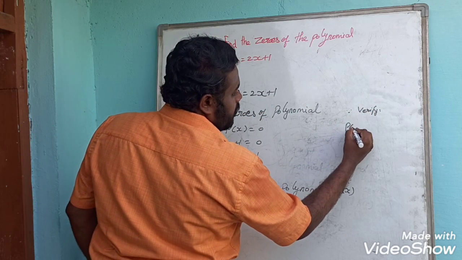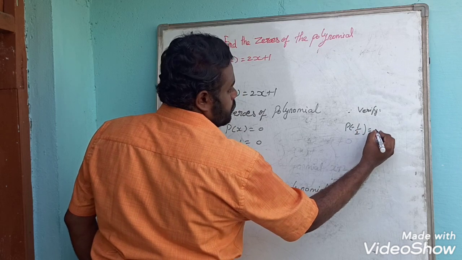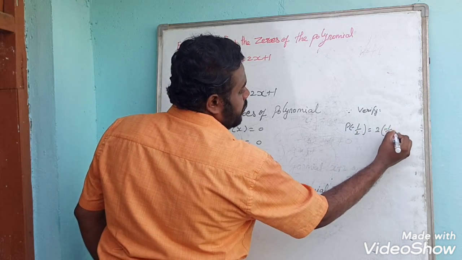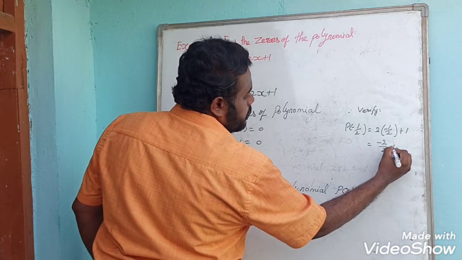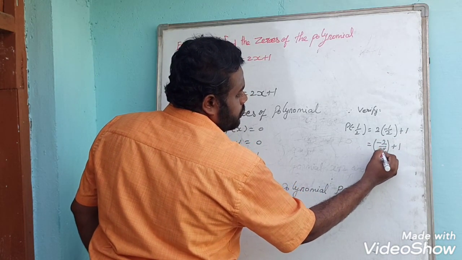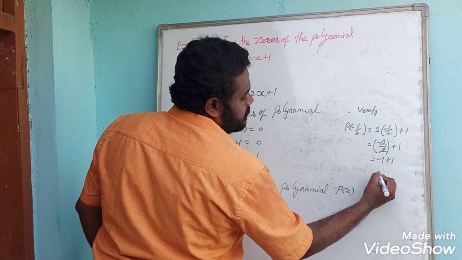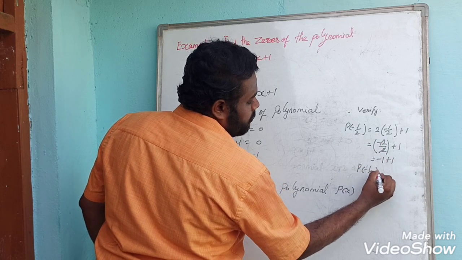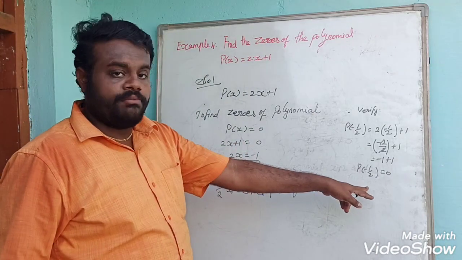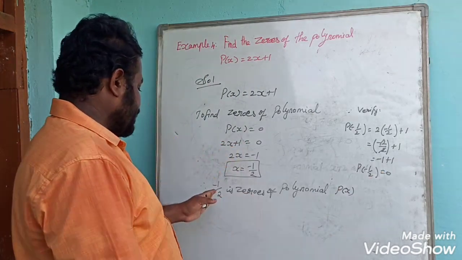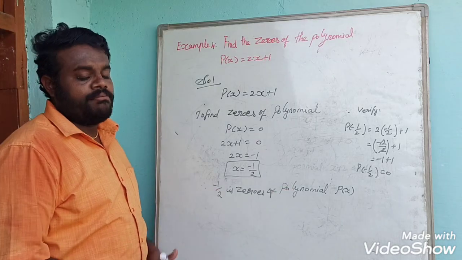So P of minus 1 by 2 equal to 2 into minus 1 by 2 plus 1. That means minus 2 by 2 plus 1. 2 cancel, we get minus 1 plus 1. So P of minus 1 by 2 equal to 0. We substitute minus 1 by 2 instead of x, we get 0. So minus 1 by 2 is the zero of the polynomial P of x.